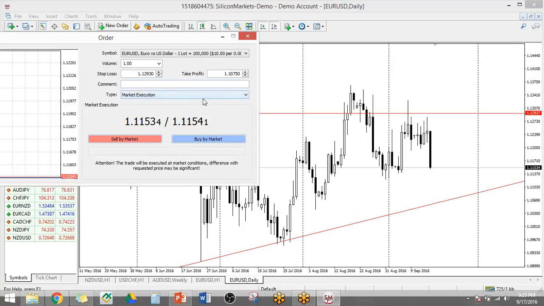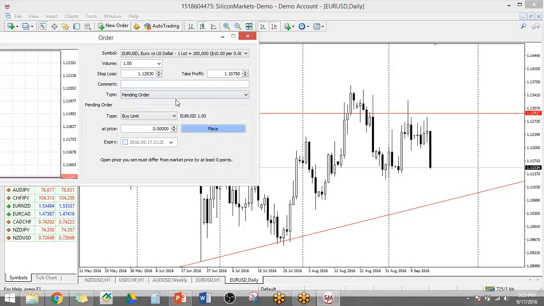What if you want to make a pending order? You just click on the type of order that you like. You have market execution and then you have pending order. You click on pending order and then it gives you a couple of choices. You have buy limit, sell limit, buy stop, and sell stop. This is going to be a little confusing at the start, so I'm going to have to ask you guys to practice a little bit after this session.